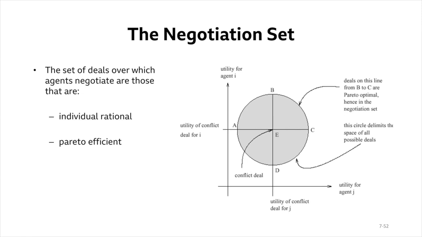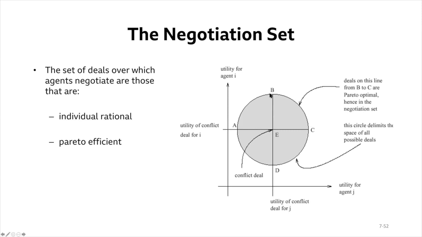So what the Zeuthen strategy says is the agent that should make a concession is the one which has the most to lose from conflict. In this case, if agent I has conceded all the way down to here, the one that has the most to lose from conflict is agent J, because it'll lose this total amount from conflict over here. So the Zeuthen strategy says in this case, it should be agent J that makes a concession.